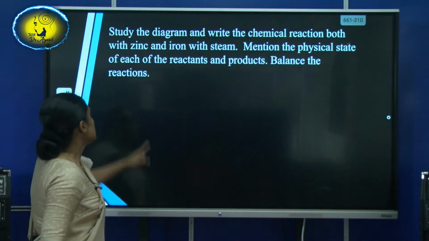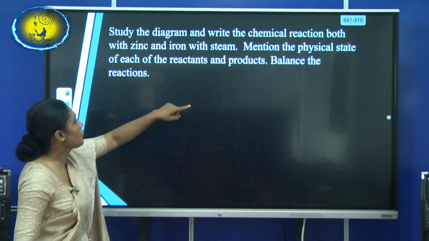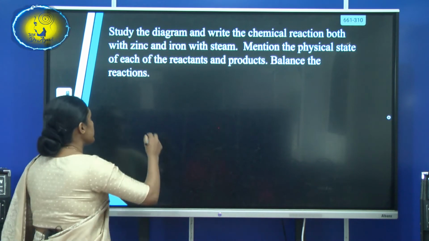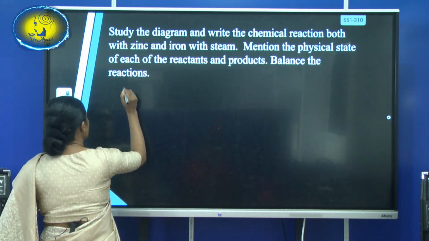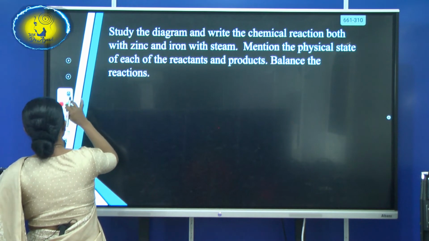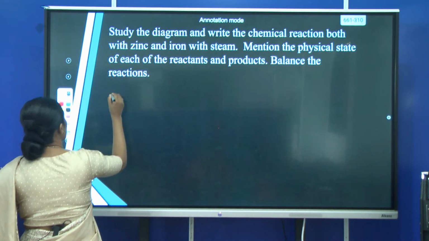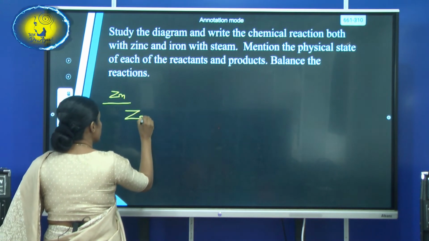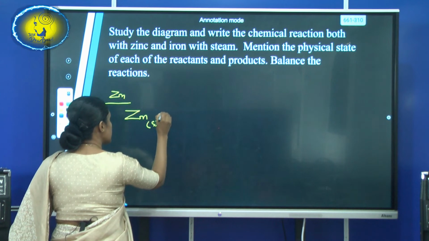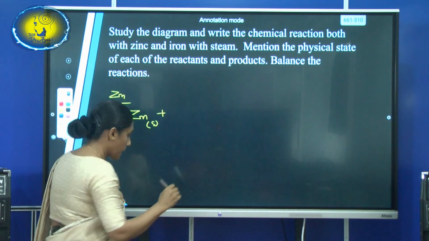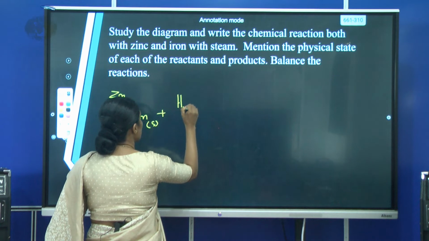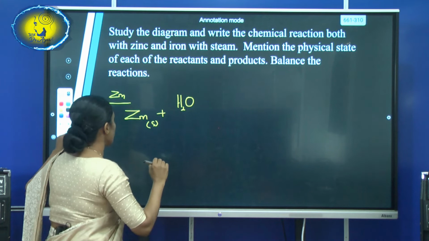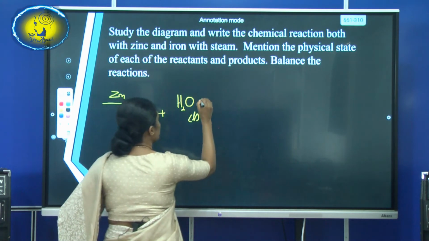Study the diagram and write the chemical reaction both with zinc and iron with steam. Okay, let's finish that part. I'll take my first part as with zinc. Zinc, let's write the physical property. Solid zinc with H2O. It's liquid, right? Liquid.